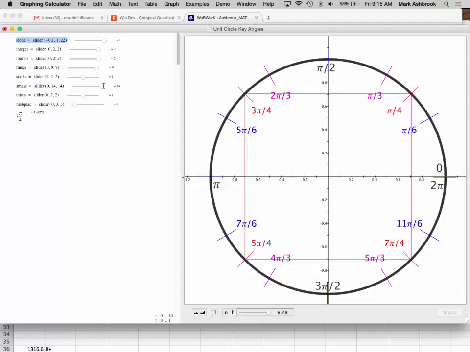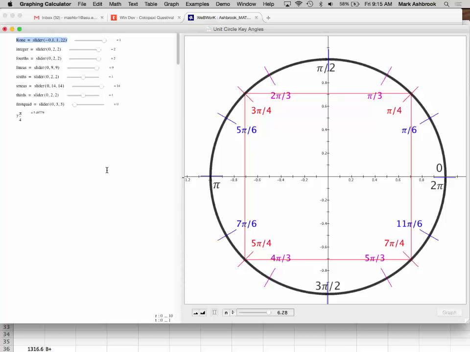And then again, the top, we know the top and left and bottom and right side of the circle are those pi over 2, pi, 3 pi over 2, and 2 pi. So these are what we're going to call the 16 key angles, the 16 key angles on the unit circle.